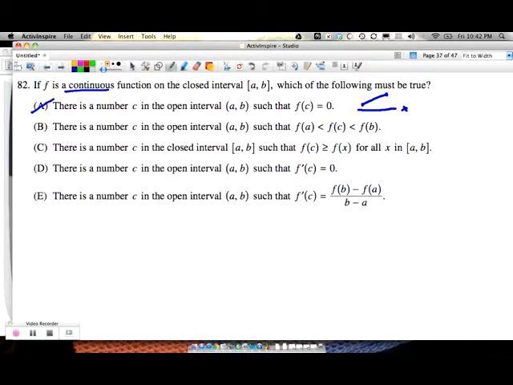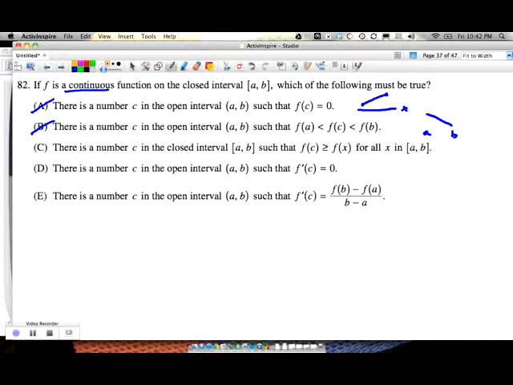B: there's a number c in the open interval (a, b) such that c is between those two. Well, not necessarily, because it's saying that f of a is less than f of b. Well, what if f of a was greater than f of b, and c was in between? Then these two are backwards. f of b should be the smallest one, f of a should be the biggest one. So that's not necessarily true.